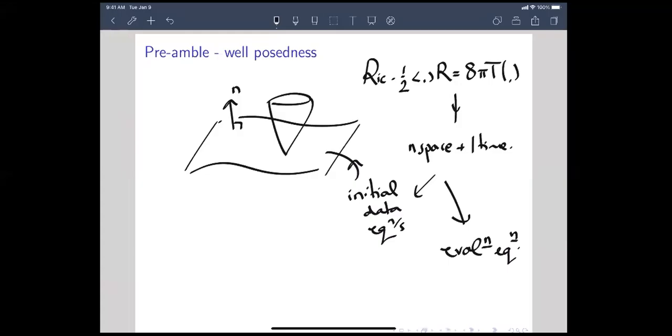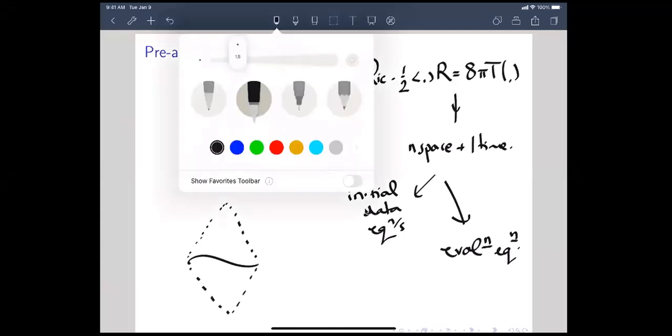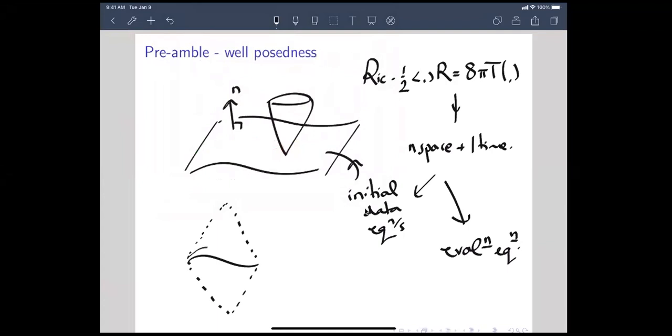Find over the years that if you have initial data and the initial data satisfies the constraint equations, then I can find what's called a globally hyperbolic development. And one can draw this like this. And this has the property, let me change the thickness of my pen here. And then one can foliate this region with slices like this.